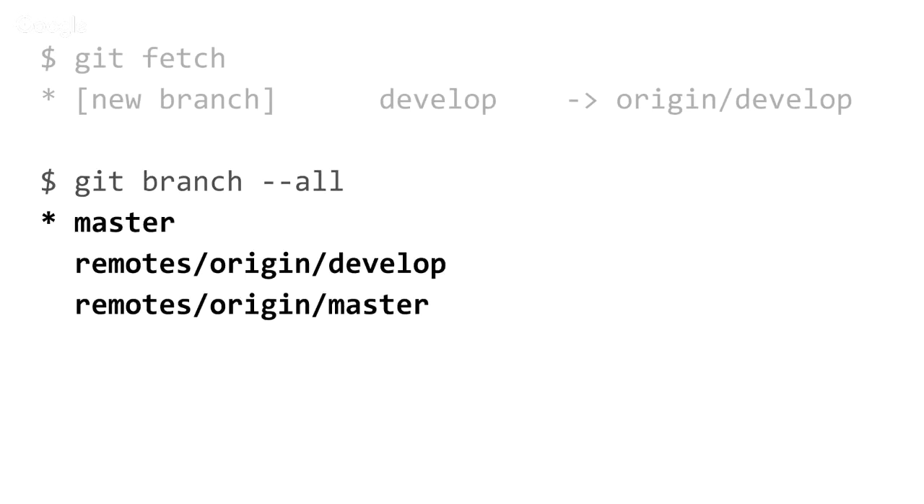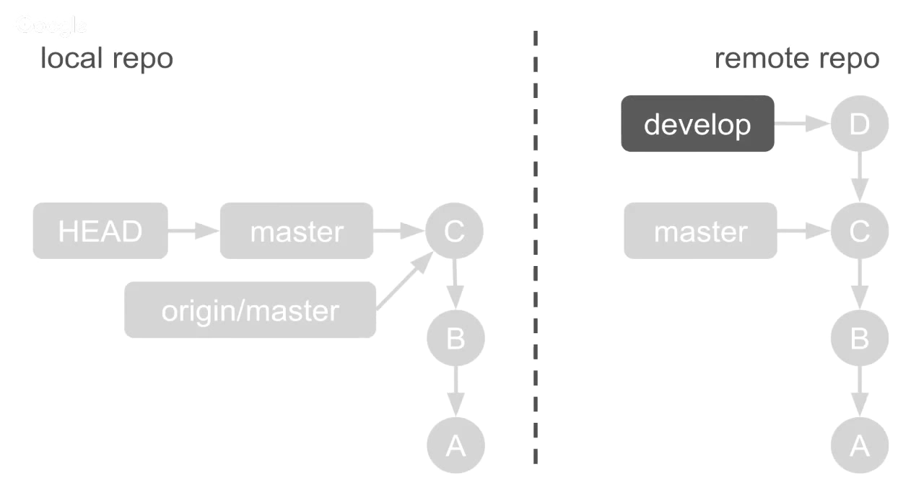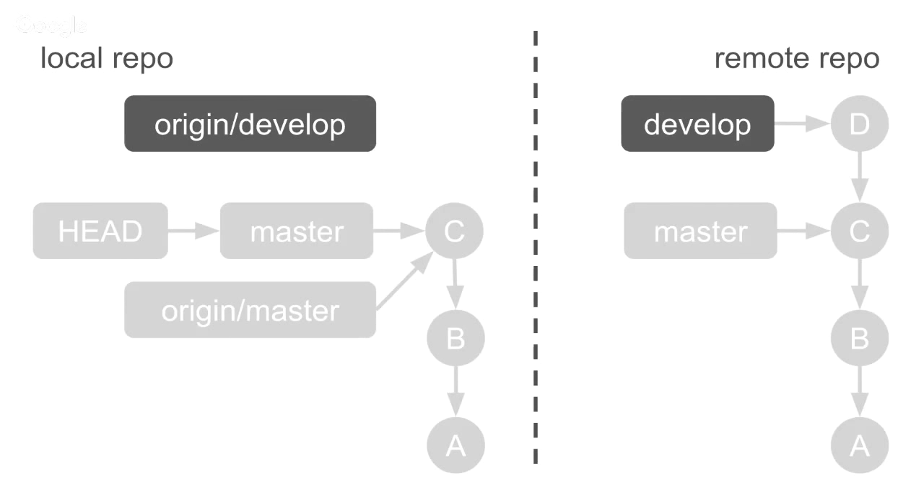Now I would like to see all the branches that my local repo knows about, and we see this new one listed. So right now, when I executed git fetch, I got this up-to-date information. So basically, I've got a new reference to the remote origin develop branch. So git fetch did this. It created in my local repo the origin develop reference.